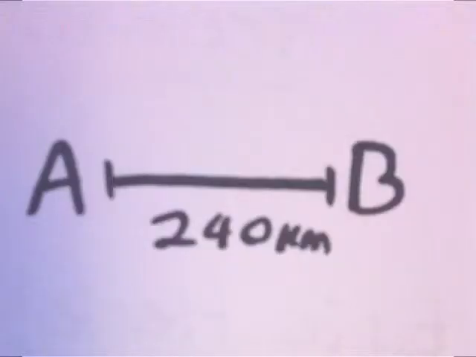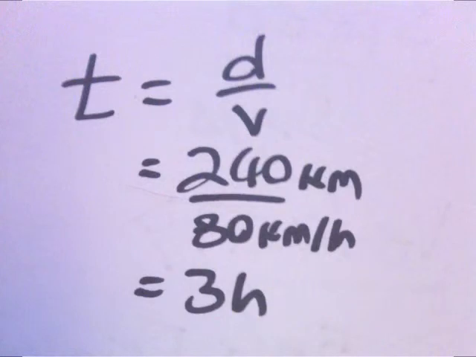Here's another example that illustrates the importance of differentiating between scalars and vectors. Imagine you are preparing to drive from your house at point A to your cottage at point B. Based on your GPS, you know they are 240 kilometers apart, and the speed limit is a constant 80 kilometers per hour. Using these numbers, you predict the entire trip will take you 3 hours.